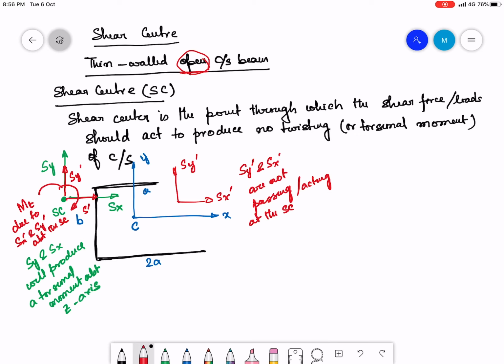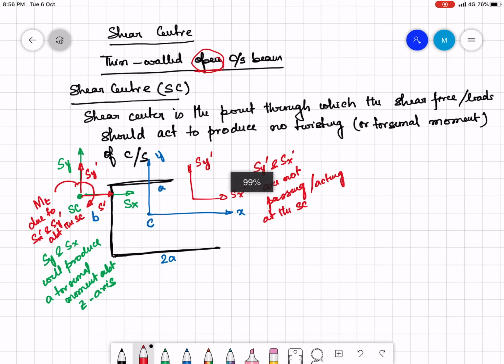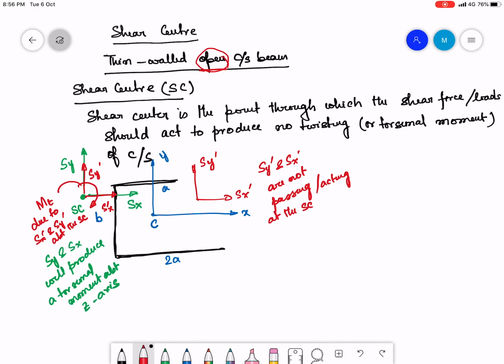The next step is that once I find this equivalent set, which consists of Sy dash and Sx dash and the torsional moment Mt, I will analyze the shear flow in the cross section first for Sy dash and Sx dash. Keep it aside, then again find the shear flow in the cross section because of Mt, and then I am going to use the superposition theorem and superpose the two sets of shear flow, and that is going to give me the actual shear flow in the cross section.